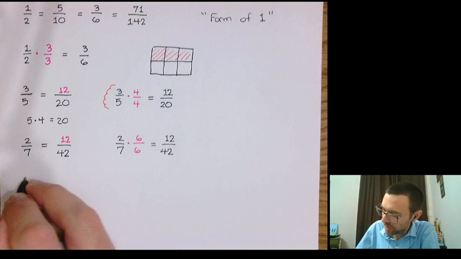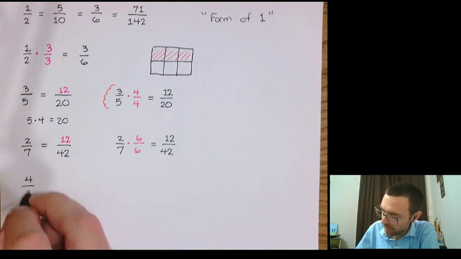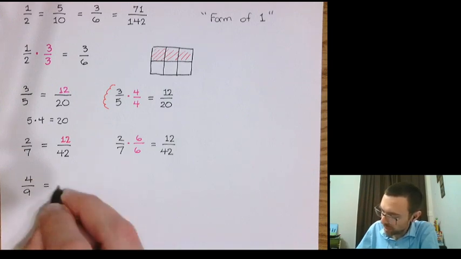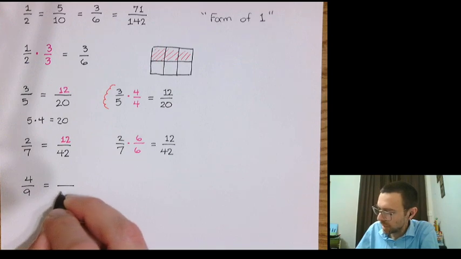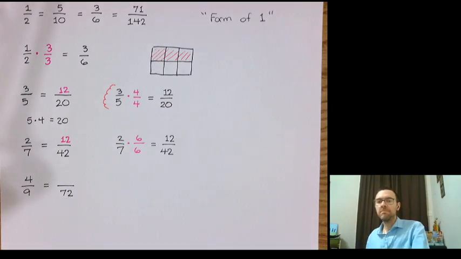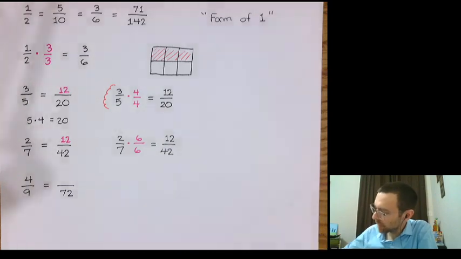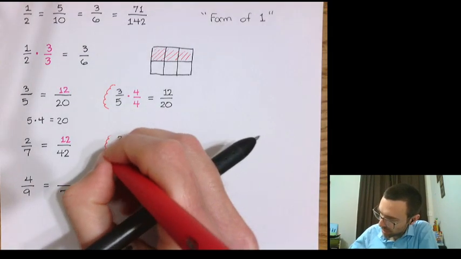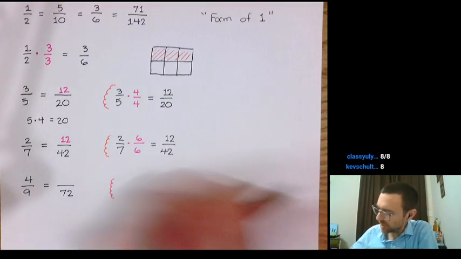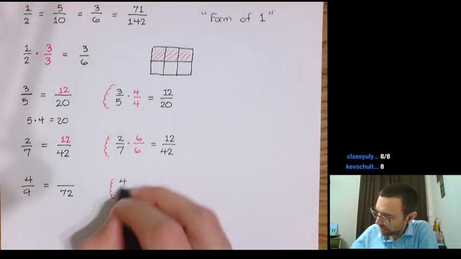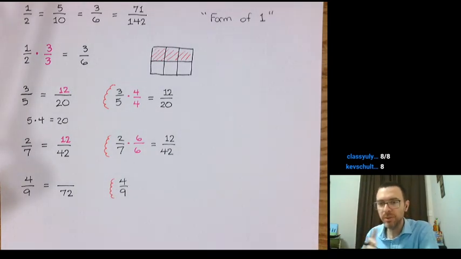All right, so what if I do this? I'm going to say 4/9, and I want to convert this into something that is over 72. So, what's that numerator going to be? Let's do some scratch work over here to the side. We need to find that missing factor. It's all about the missing factor. Yes, Kevin has figured out the missing factor, which is 8.